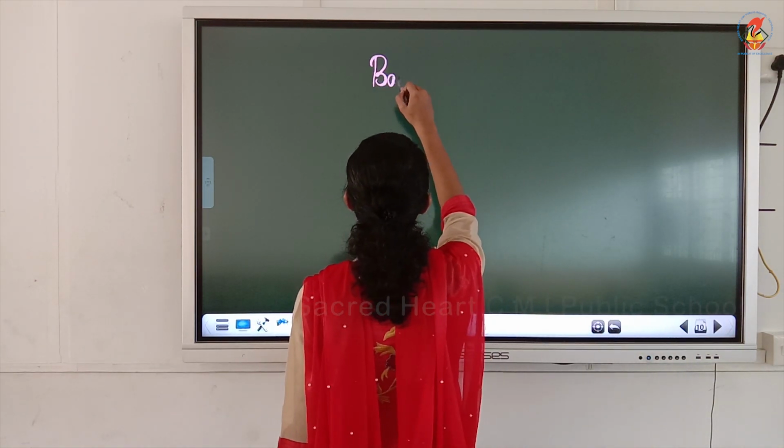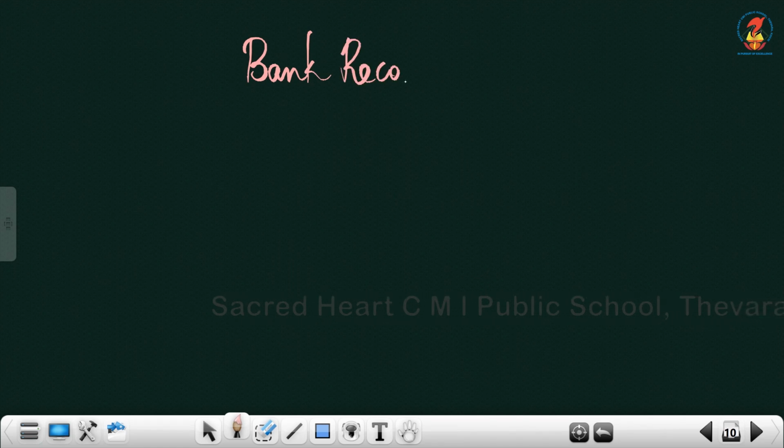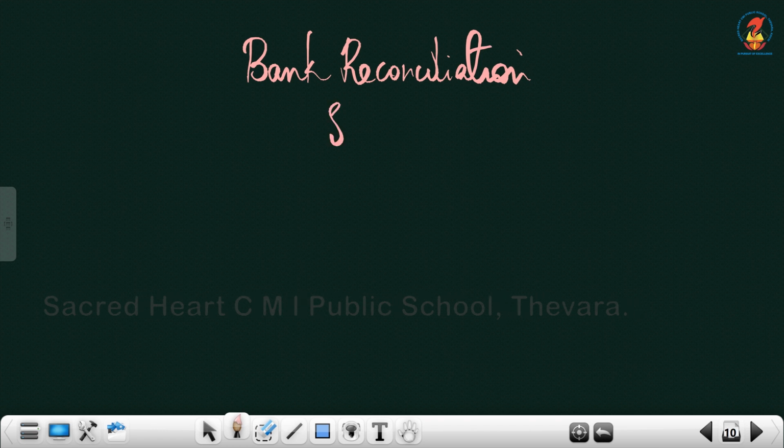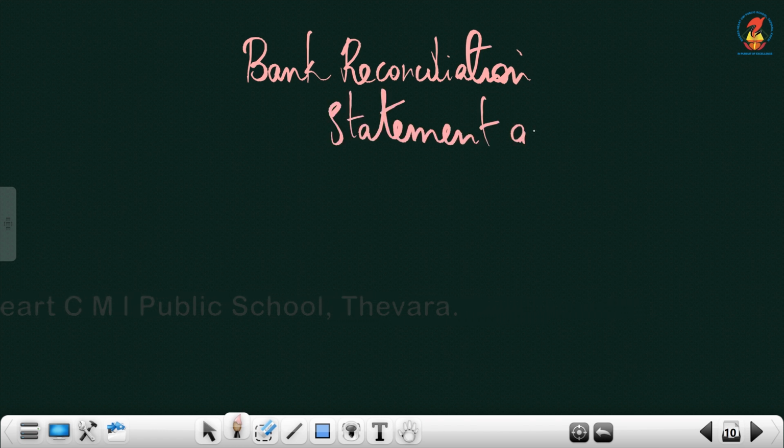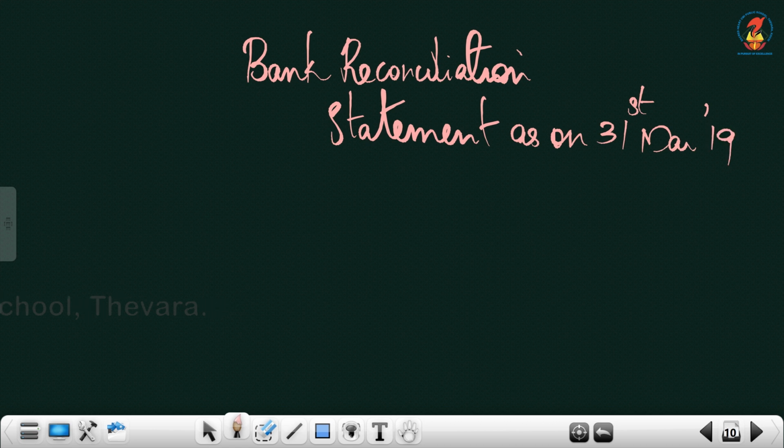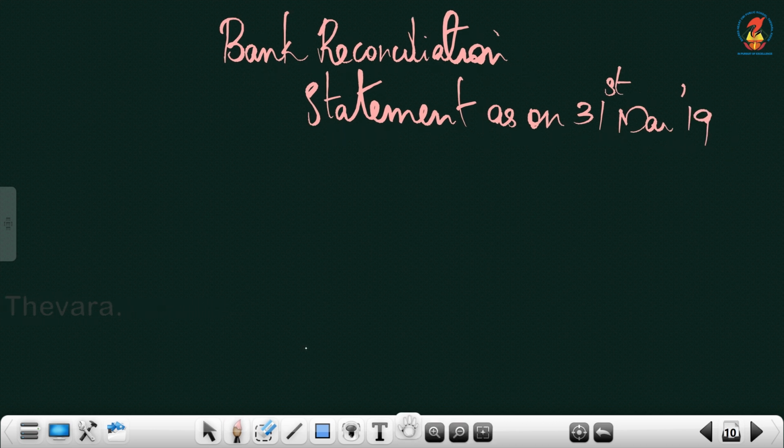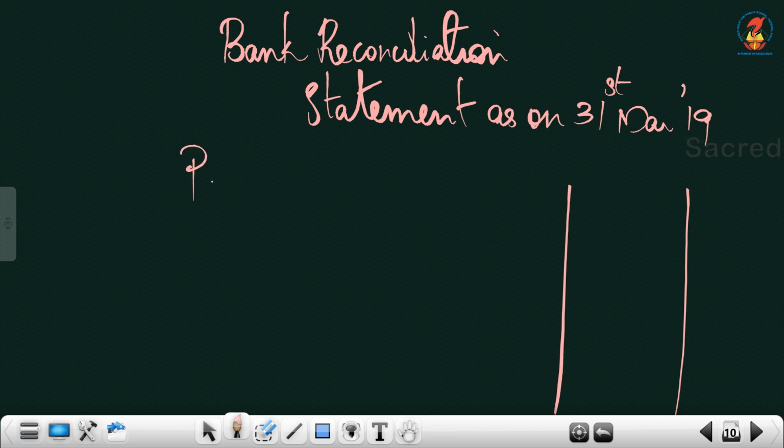You give the heading bank reconciliation statement as on 31st March 2019. Is it 2019? Yeah. The format: particulars and 2 amount columns.